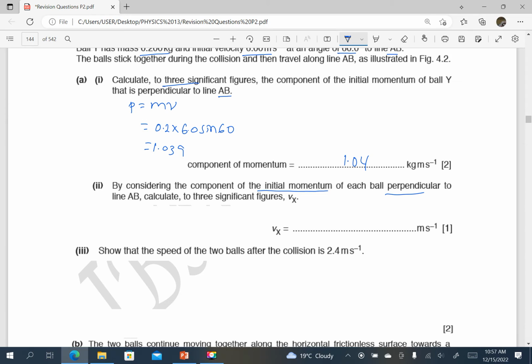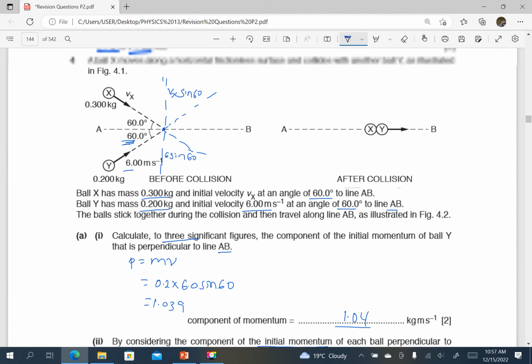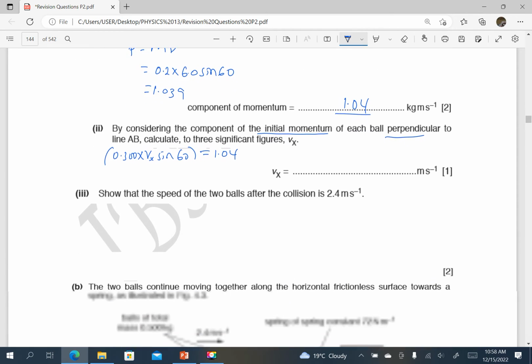So its momentum in the vertical is 0.300 times Vx sine 60. And this is pointing downwards. Yet the other one is pointing upwards. So by conservation of momentum in the vertical, this is going to be equal to 1.04. The momentum of ball Y in the vertical is upwards, and ball X's momentum is downwards. So by conservation of momentum in the vertical plane, they are going to be equal.